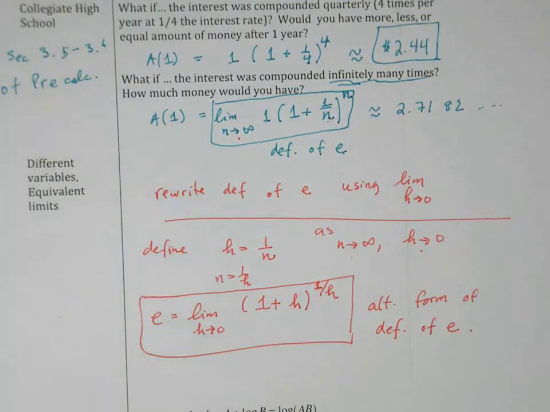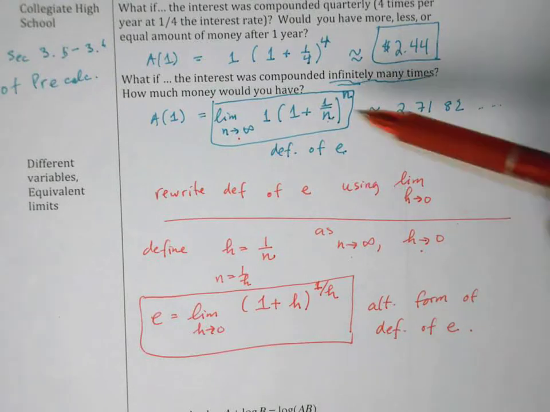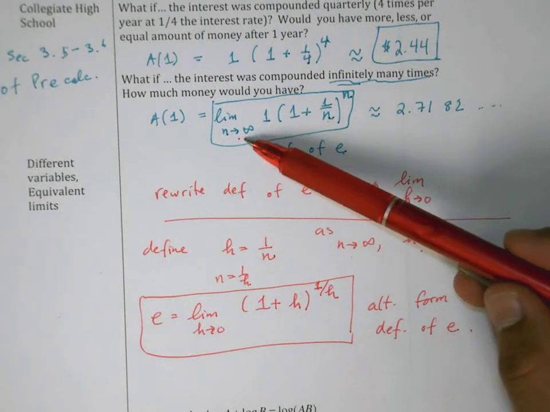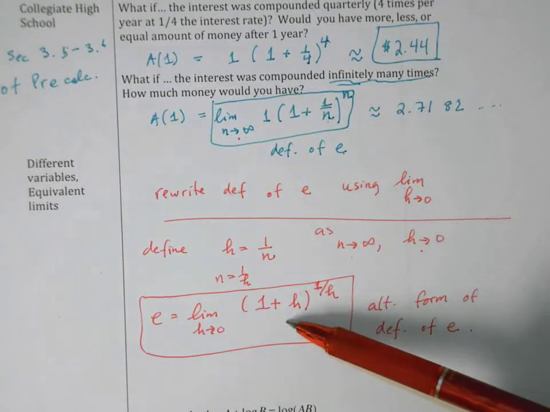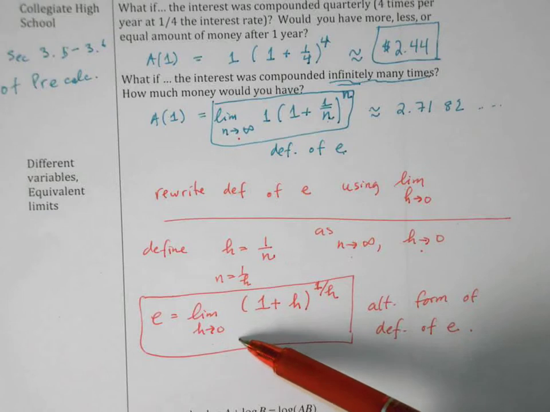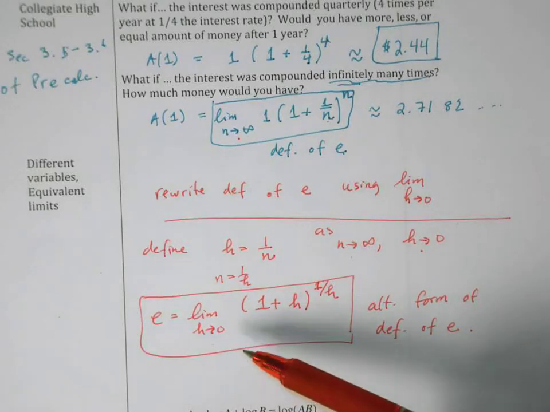So we have two forms here, one using the limit as a variable approaches infinity, and the other using the limit as a variable approaches 0. And we're going to use this idea a little bit later when we actually talk about differentiation of logarithms and exponents.